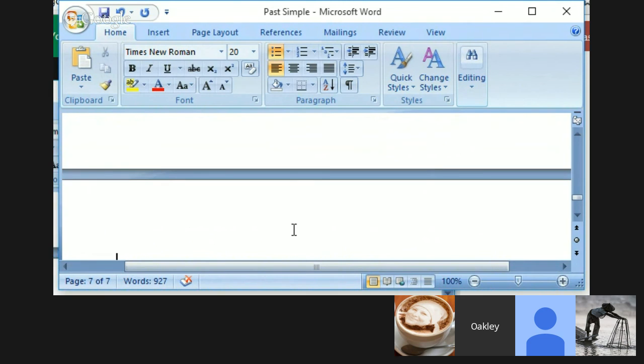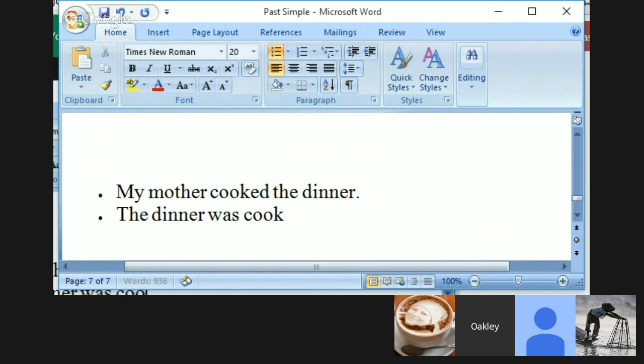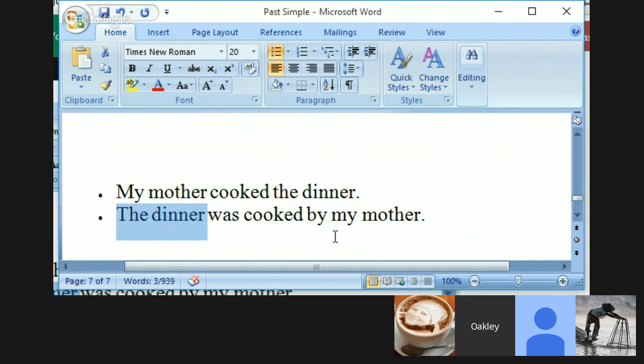Okay. All right, so great. Bashar, you want to give it a try here? Yes, my mother cooked the dinner. The dinner was cooked by my mother. Okie doke. All right, well, there you go. You're just, again, simply reversing the object noun and making it into the subject noun.